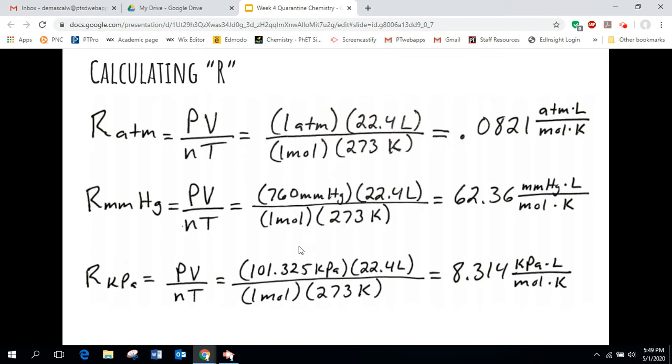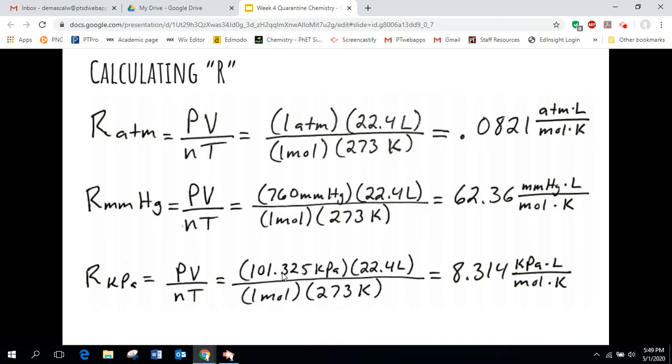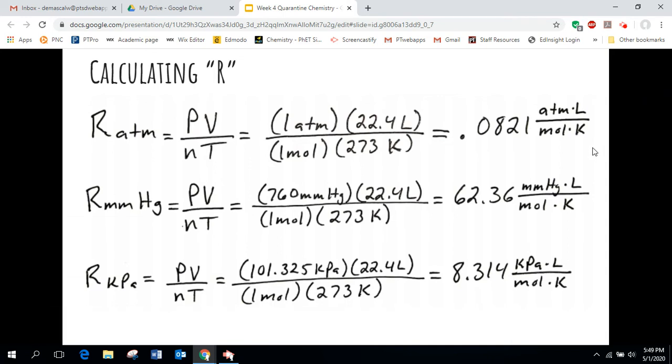If we substitute in 101.325 kPa for standard pressure, and we use our standard molar volume, standard molar amount, and our standard temperature at 273 Kelvin, we get 8.314 kPa liters over mole K. So these are the R values. You can write these down. You can print these off. Reference this when we get to the practice problems later in the week. It would probably be a good idea to have these 3 written down.